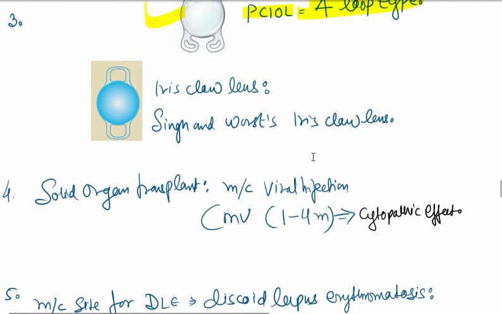Next image is what? Iris claw lens, also known as Sinskey iris claw lens.